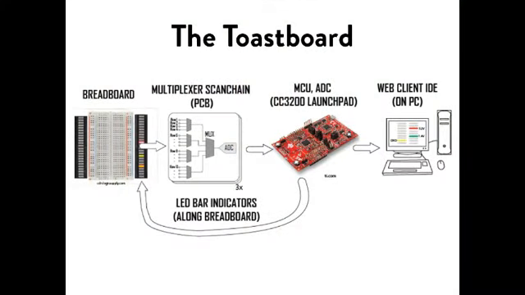So the way we make this work is we take a breadboard and then put it on our own circuit board, and we have a multiplexer scan chain where we basically scan every row of the breadboard round robin. That gets connected to a microcontroller, which drives these LED indicators on the board, but also forwards all of that data to our software.